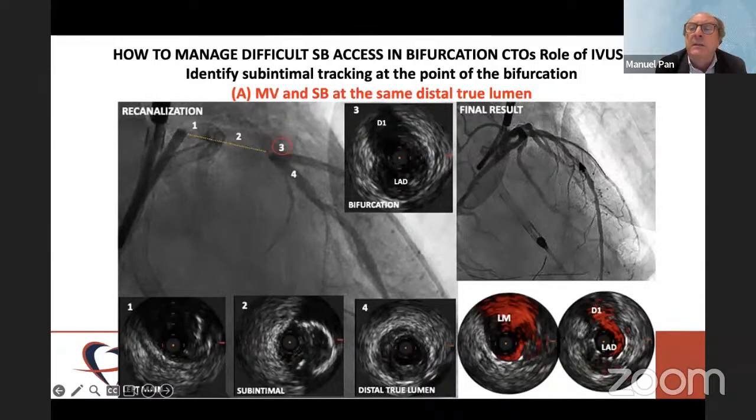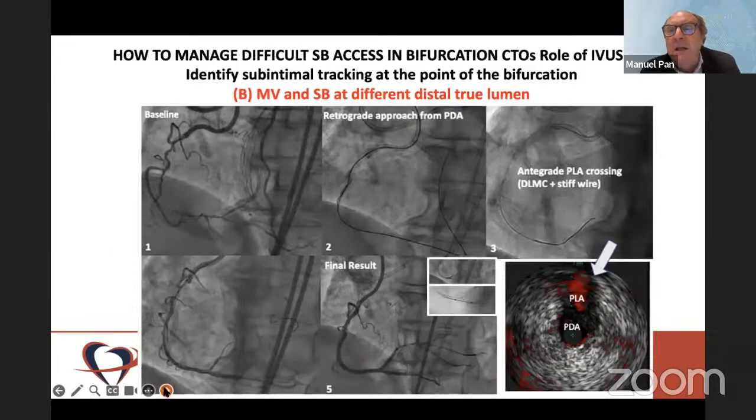After dilation, main vessel stent implantation, and kissing, we obtain again an excellent result. This is an example of an unfavorable situation.